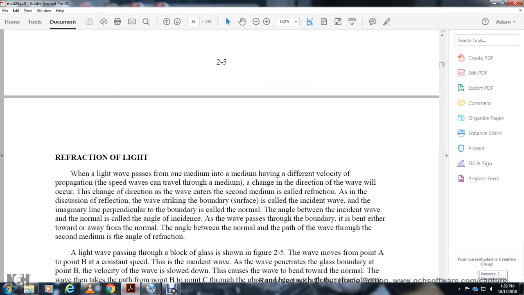Refraction of light. When light passes from one medium into another medium with a different velocity of propagation, the speed at which the wave can travel through the medium changes. The change of direction of the wave as it enters the second medium is called refraction. The curve of the refraction adds to the discussion of reflection, with the wave striking the boundary of the incident wave.